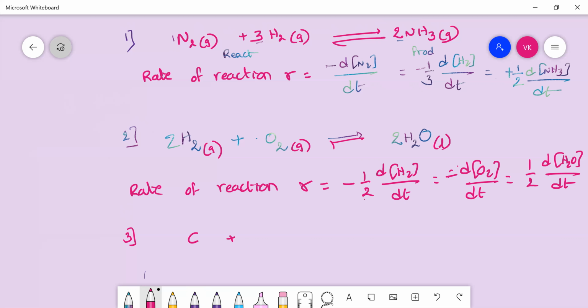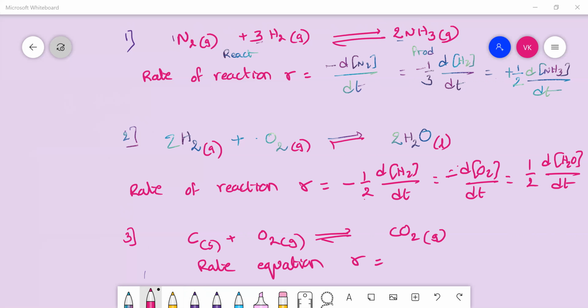So carbon plus oxygen is giving carbon dioxide gas. Try to solve this problem. Write the rate equation for this reaction. So hope you understood this topic.